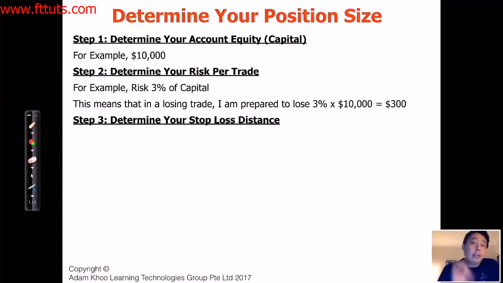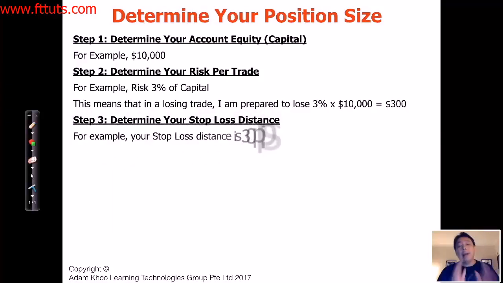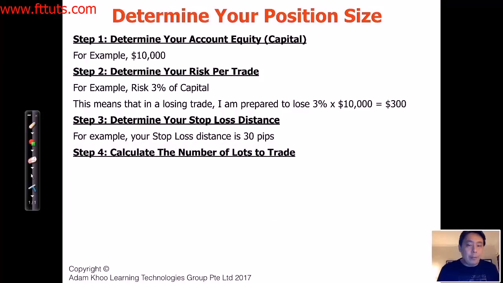Step 3, determine your stop loss distance. So again, like I mentioned, this depends on the strategy and the specific candlestick pattern that you see. So in lesson 5 and lesson 7, I'll teach you exactly where to place a stop loss for any particular trade. So in this case, let's imagine your stop loss is 30 pips away. Okay? So with that information, you can calculate the number of lots to trade. So number of lots would be, again, net liquidation, which is 10 grand, multiplied by 3%.